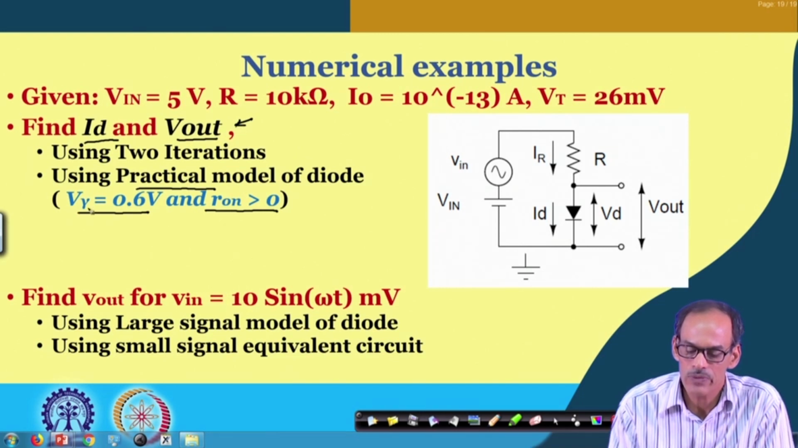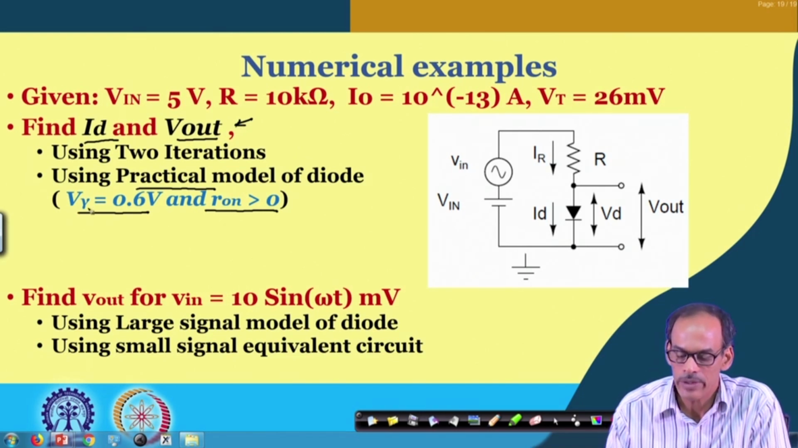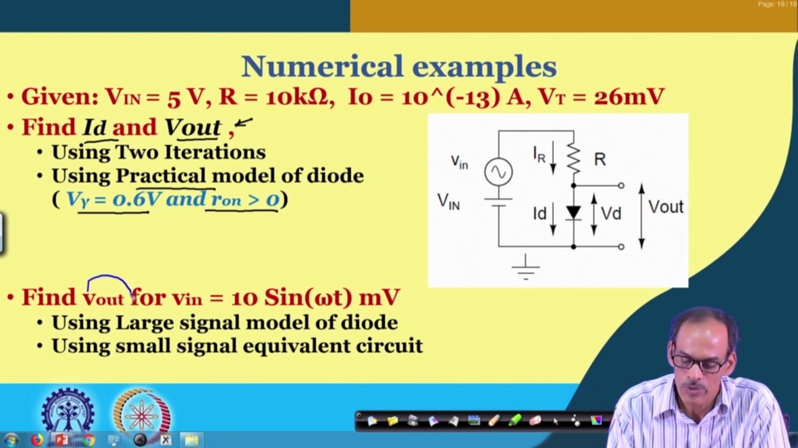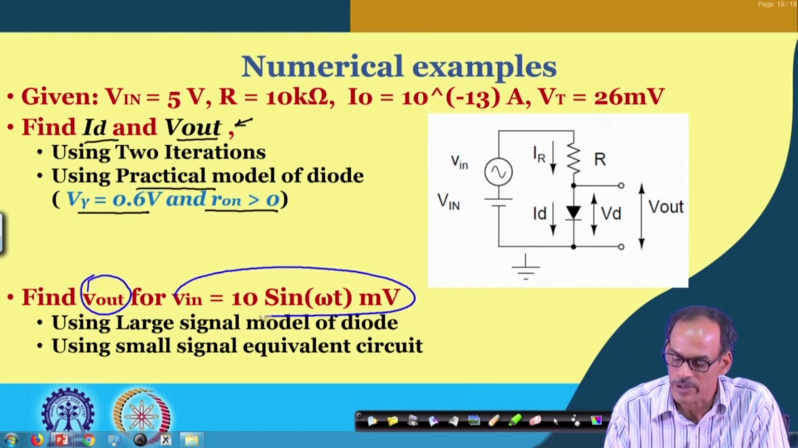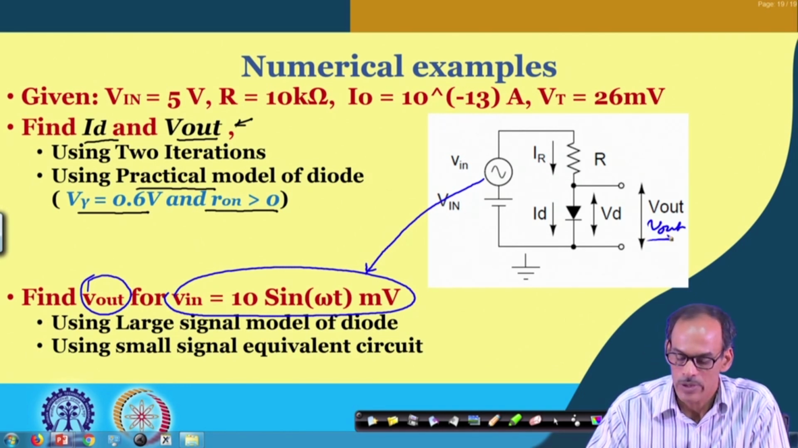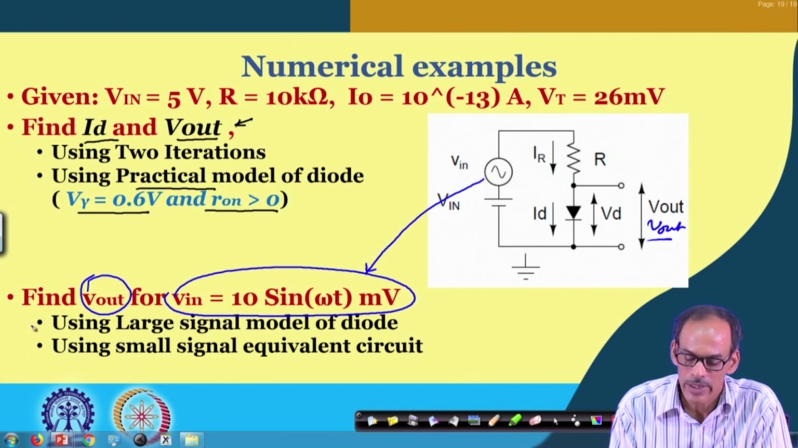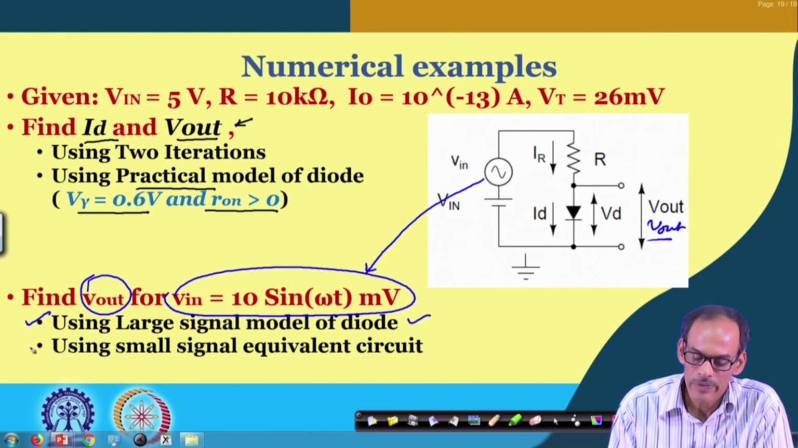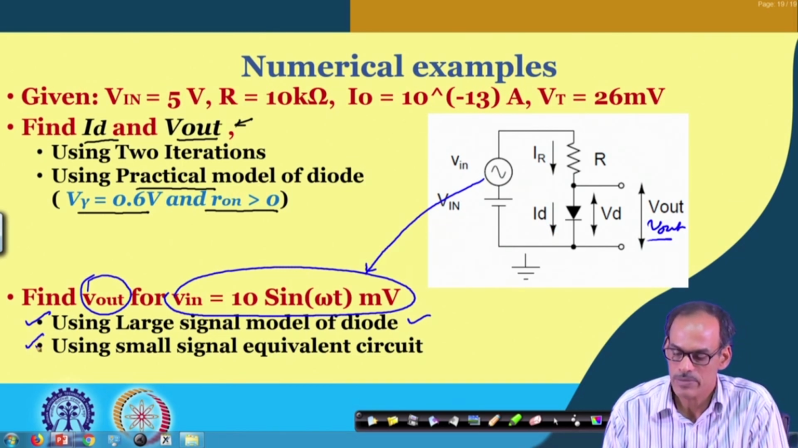Of course, that will be slightly different from V gamma, and then you can draw the small signal equivalent circuit. You can find the small signal V out. So, this is the small signal V out for the small signal input voltage given here. You need to find the corresponding small V out. There may be two approaches. One is that you can directly use the large signal model. You will find that it is a bit tedious, even though a simplified model of the diode has been used there. And then you can see how easy it is to use the small signal equivalent circuit.